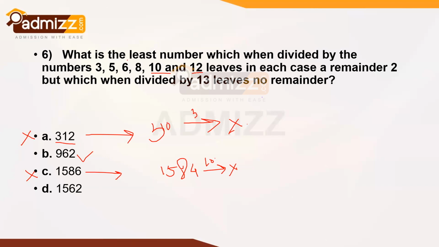Now we are seeking the least number, right? So we'll start from 962, right? 962 is divisible by 13 as well, right? That is because there is a division rule for 13. If you guys don't know this, note it down.